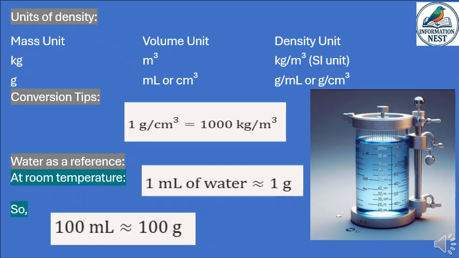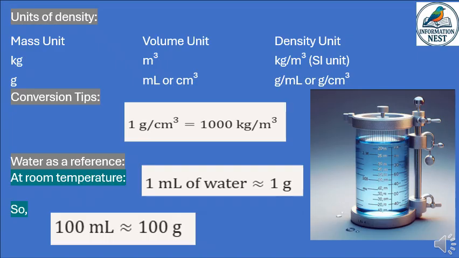And a small conversion tip. So 1 gram per cubic centimeter is equal to 1000 kilograms per cubic meter. In the same way, 1 milliliter is equal to 1 cubic centimeter for water and similar liquids. Converting between units is easy when you remember these relationships.